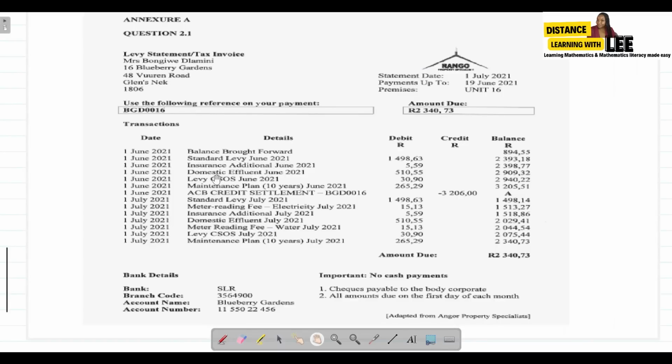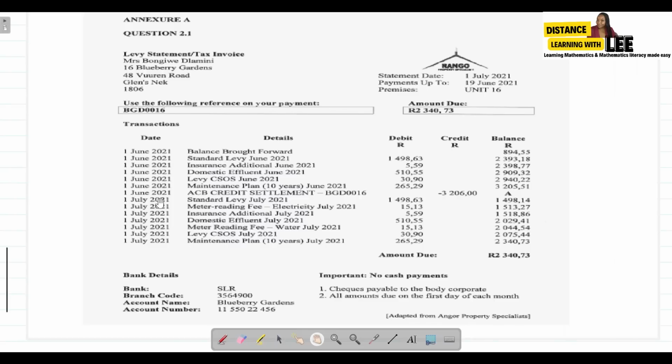Then they added the domestic effluent, right? That was 510 rand and 55 cents. The balance increased. They added the levy CSOS, right? And that was 30 rand and 90 cents. We can see that the balance also increased. They added the maintenance plan of 265 rand and 29 cents. We can see that the balance increased.